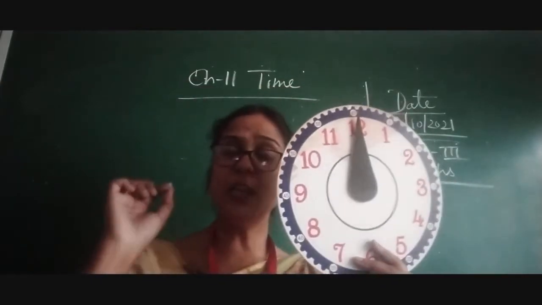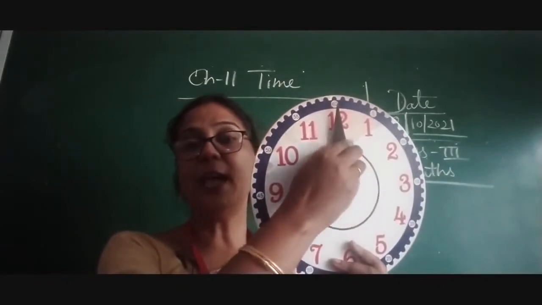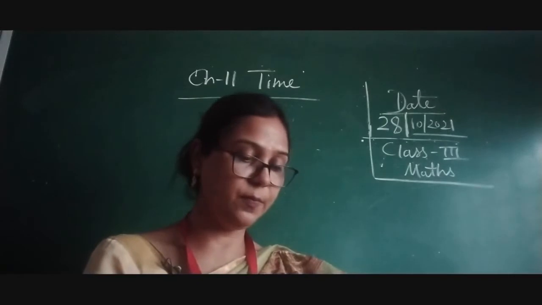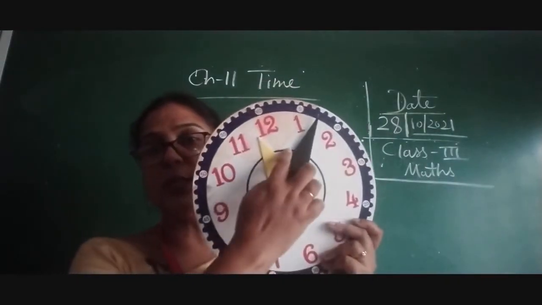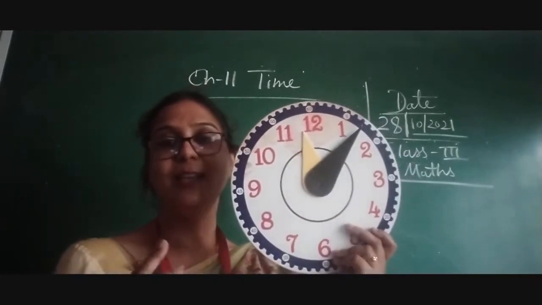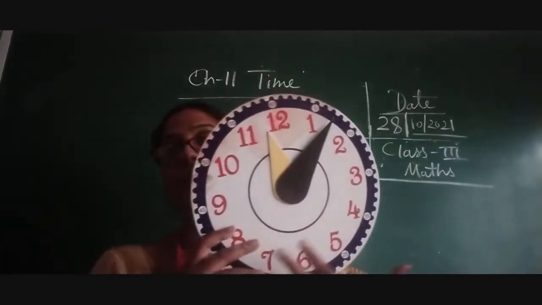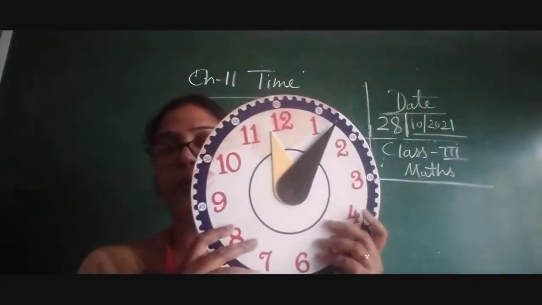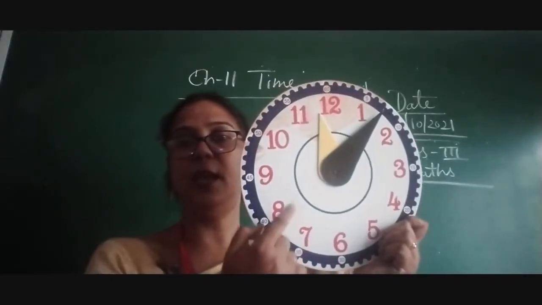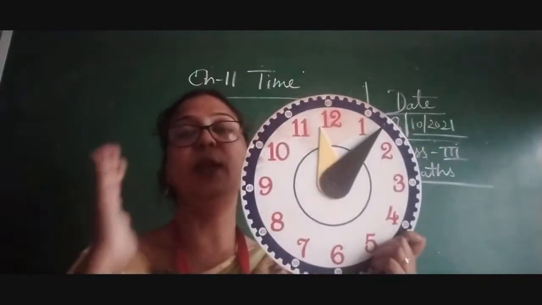Now children, each and every clock has two hands. One is the bigger hand and the second one is the shorter hand. Here you can see this is the big hand and this is the short hand. There are two hands. The whole clock is divided into 12 equal parts. Here you can see 1, 2, 3, 4, 5, 6, 7, 8, 9, 10, 11, 12. So the whole clock is divided into 12 equal parts.